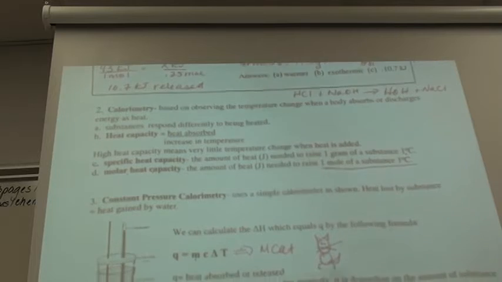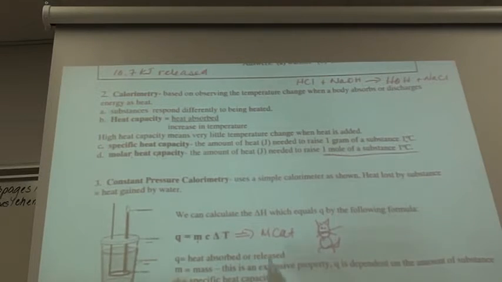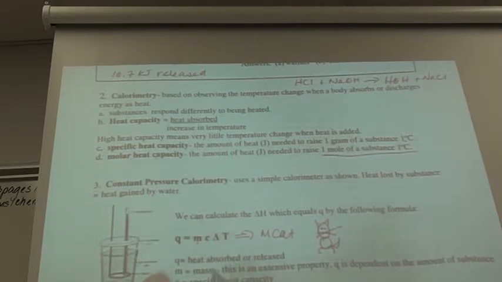Not while we're filming. Okay, so Q equals MCΔT, where Q is the heat absorbed or released. M is the mass, an extensive property. C is the specific heat capacity, which is dependent on the substance. And ΔT is the change in temperature. Please remember, it is final minus initial. Final minus initial.